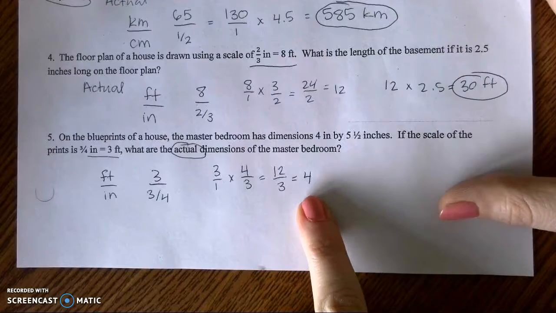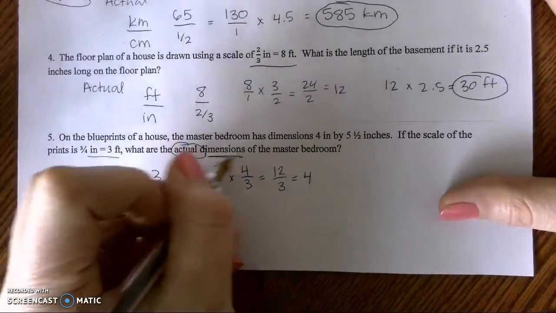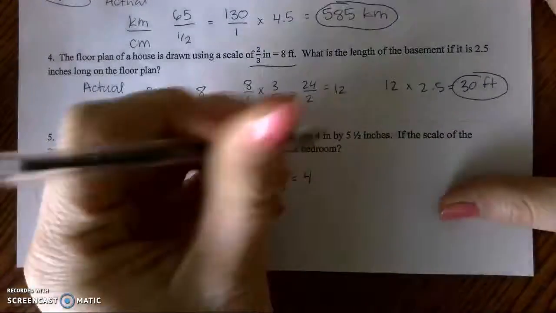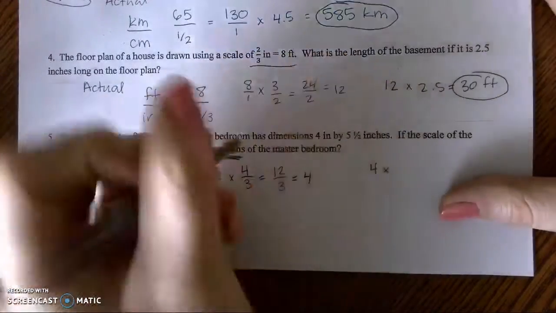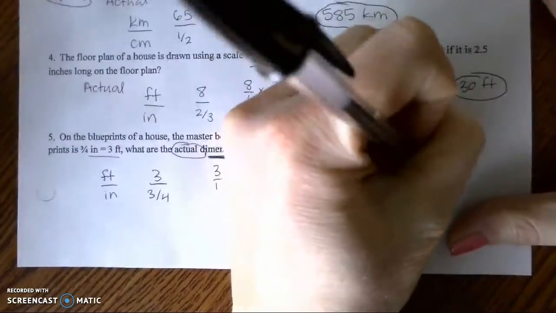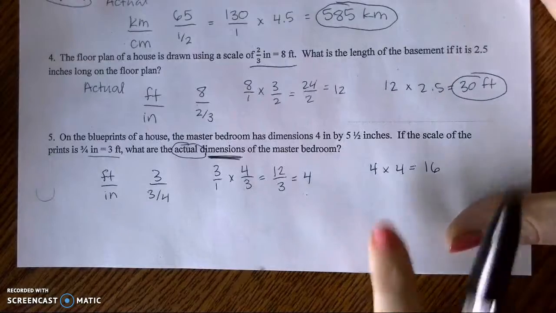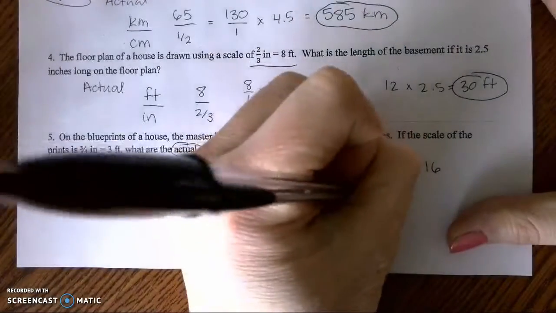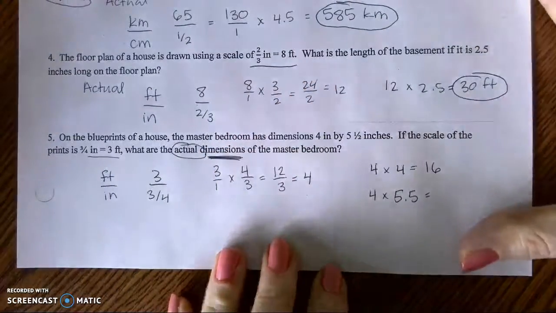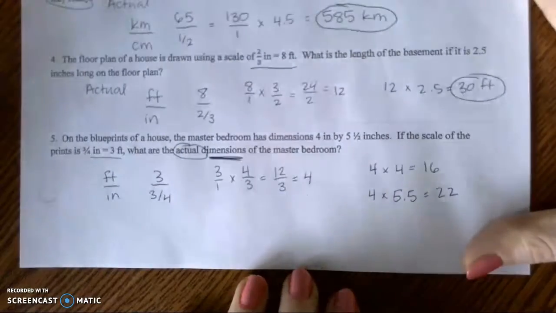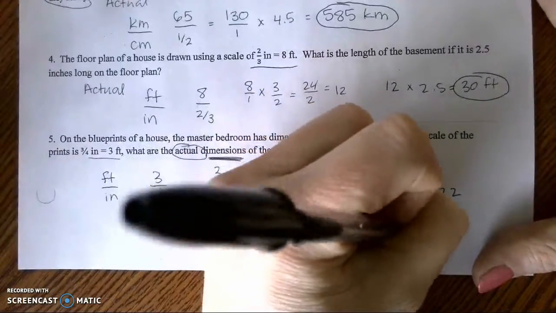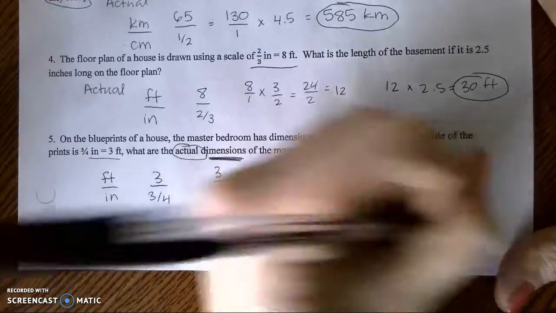Okay, and now I need to take this, and since I'm looking for the dimensions, that means there's going to be 2 dimensions, okay, length and width. So I'm going to take my unit rate, and I'm going to multiply it by my first dimension, by 4. So 4 times 4 gives me 16. And then I'm going to take that second dimension and also multiply it by my unit rate. So 4 times 5.5, which would give me 22. So the dimensions of this room then would be 16 feet by 22 feet.